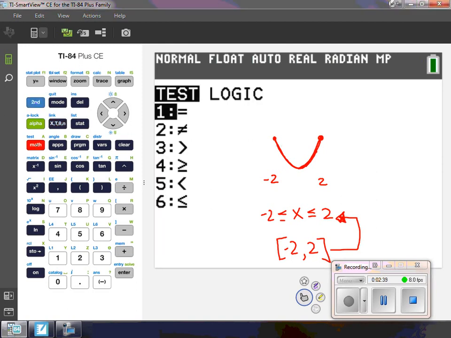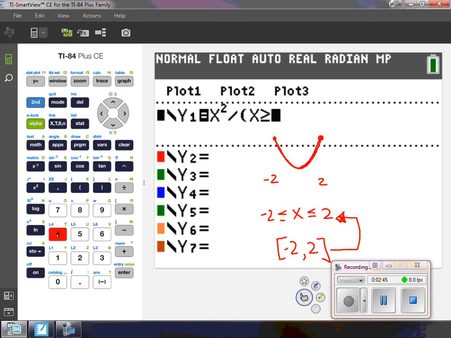math. This is the test screen. And we want to get the greater than or equal to, number 4, -2. That's basically this part of this inequality. We'll do this other part separately now.